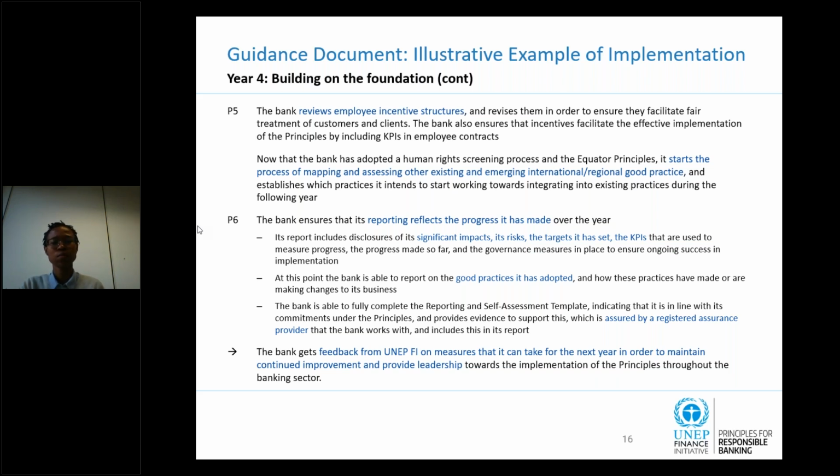I might hand over back to Pooling, and hopefully we've got Daria on the line.